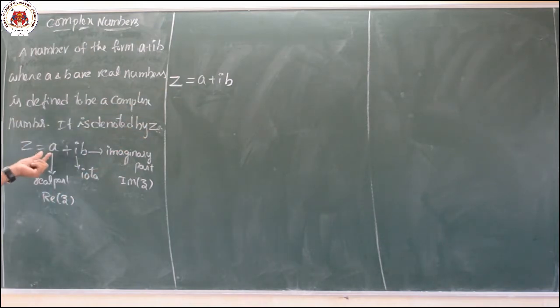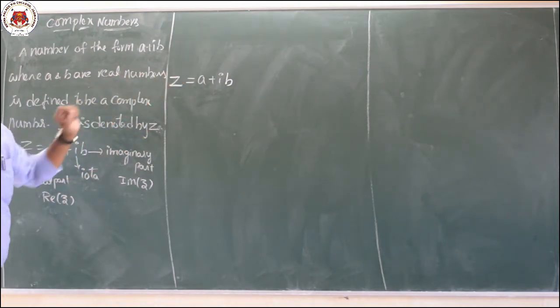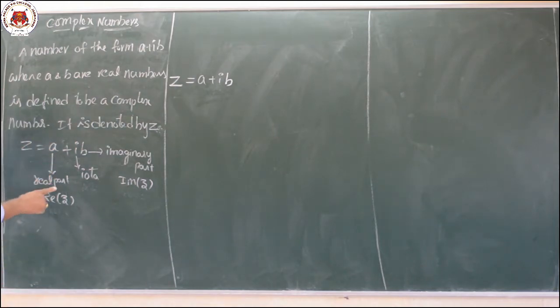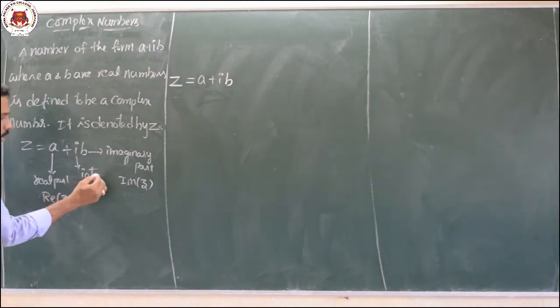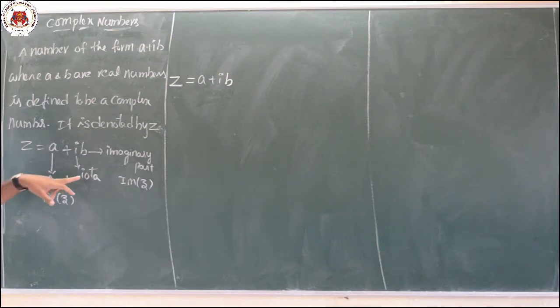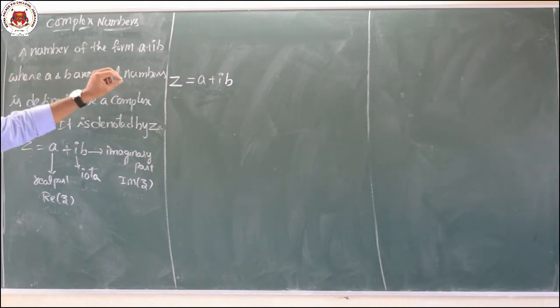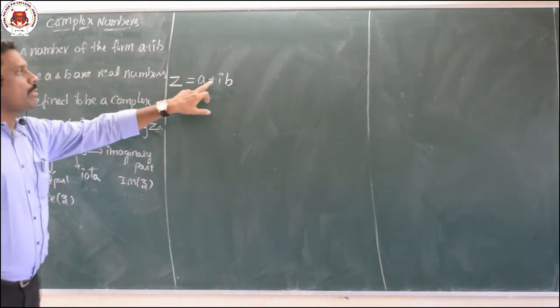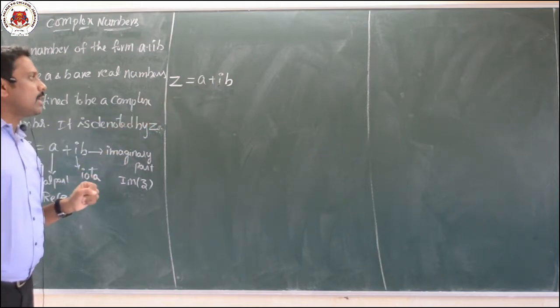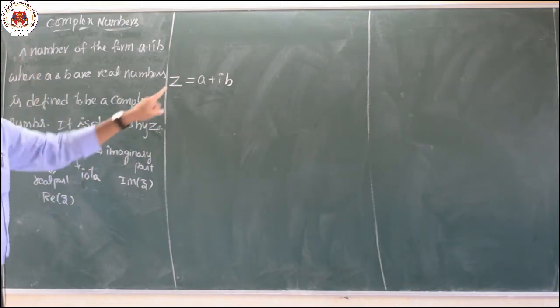So here, what is a, what is b, and what is i? First of all, a is called the real part, b is called the imaginary part, and i is called iota. Iota is a Greek letter. What is the use of i, a, and b? I will explain to you. First of all, a complex number is a number in the form of a plus ib, and it is denoted by the letter Z.